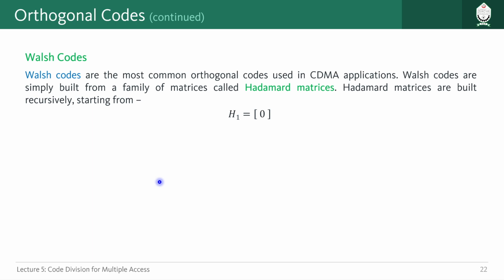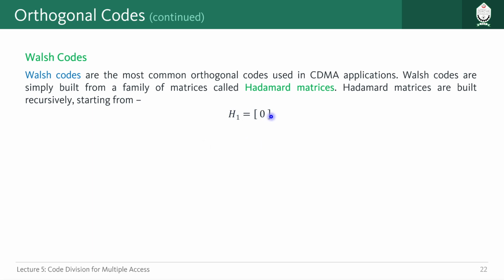Now, how are these kinds of orthogonal codes actually generated for CDMA? One example of such orthogonal codes is Walsh codes. This is the most common type of orthogonal code used in CDMA applications. So how are they built? They are built from a family of matrices called Hadamard matrices. These matrices are built recursively, so each member of the family is built from the previous member of that family.